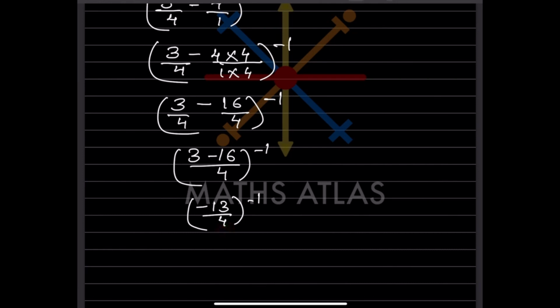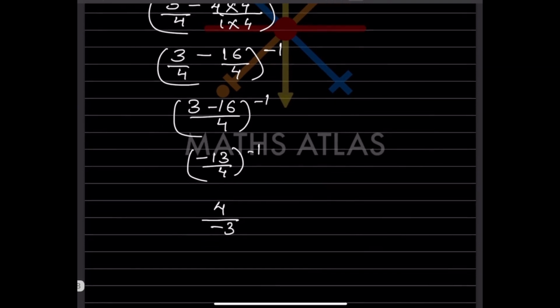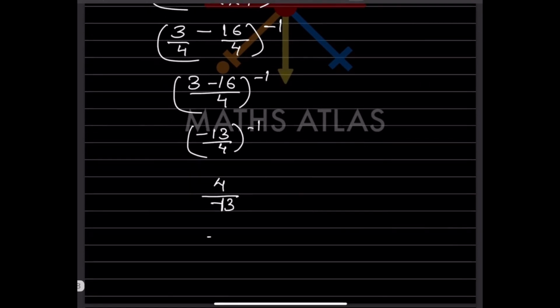So now what you can do, you can make that negative exponent positive. So that is going to be 4 by minus 13 raised to 1. So 4 by 13, and that is going to be minus 4 by 13 also. You can write it this way. So this is the answer.